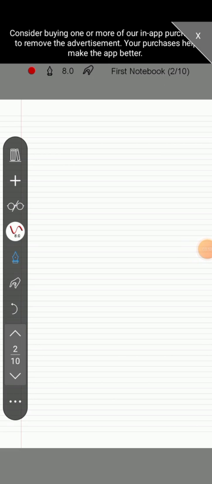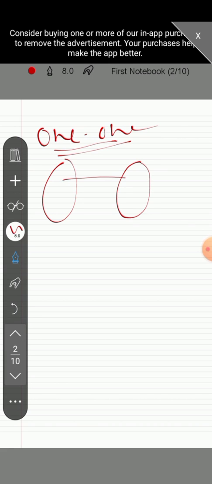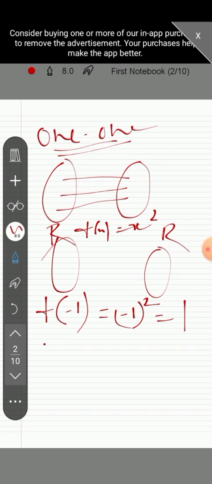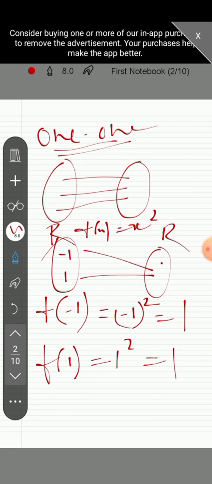To have a clear idea, let me first explain what one-one and onto functions are. In rough idea, one-one means there should be distinct mapping. This is the idea about a one-one function. For example, suppose you are taking f of x is equal to x square as a function from the real line R to R. Here, if you see f of minus 1, that is minus 1 square, we are getting 1. F of 1, that is 1 square, again you are getting 1. That means from minus 1 and 1, the mapping goes to the single element 1.